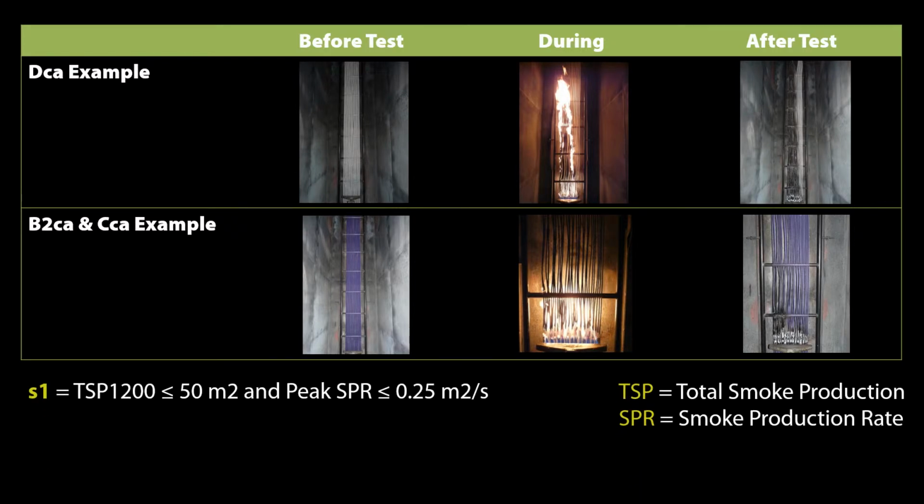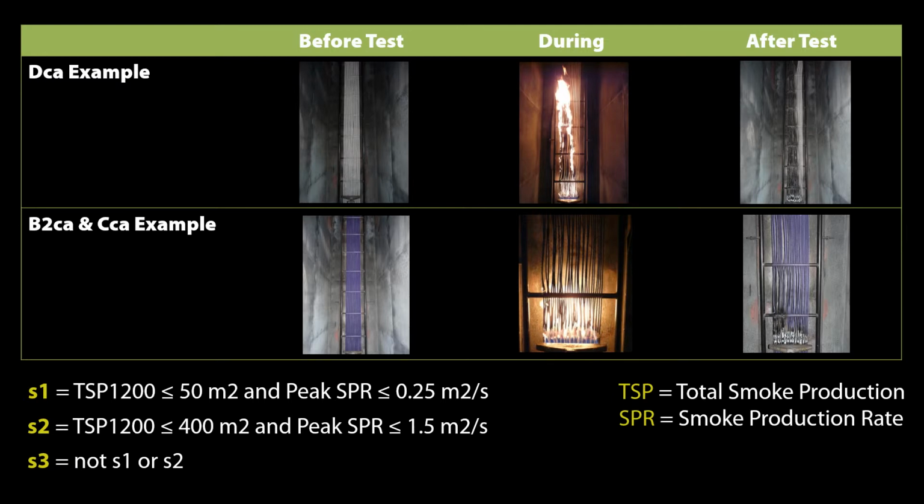S1 having the following limits: total smoke production of 50 square meters with a peak smoke production rate of less than 0.25 square meters per second. S2 is less than 400 square meters at a rate of no more than 1.5 square meters per second. Lastly, S3 is very simple. It does not meet either S1 or S2.